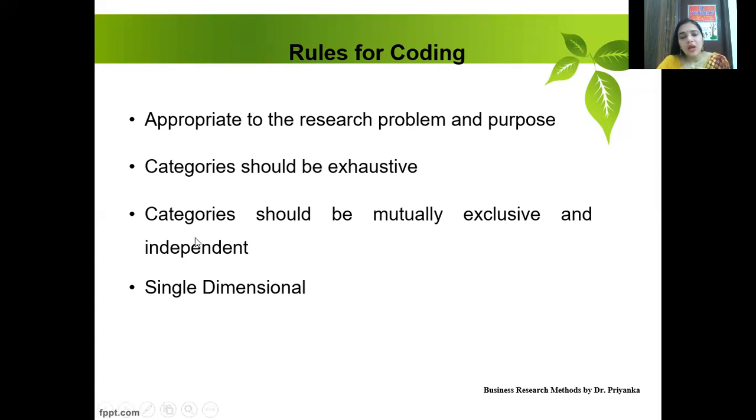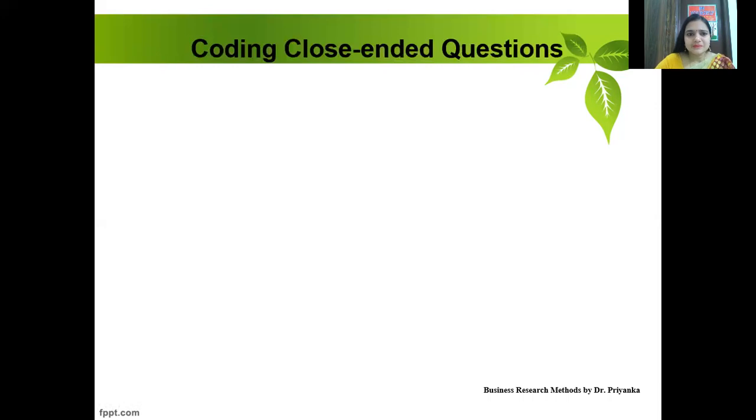For example, you have categorized age. If you mention it like 20 to 30, then 30 to 40, 40 to 50, there is always a confusion about how you would classify the age 30, in 20 to 30 or 30 to 40. So a better way is to start it like 21 to 30, and then 31 to 40, and then 41 to 50, so there is no confusion. So it should be mutually exclusive and independent of each other. And then it should be single dimensional. It should not create any confusion like that.